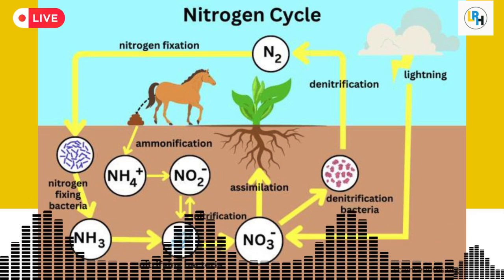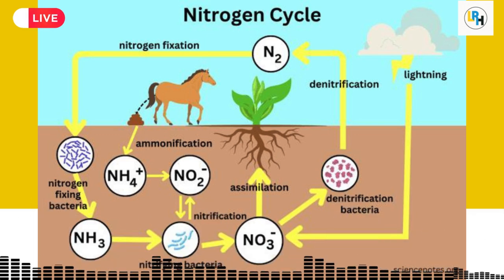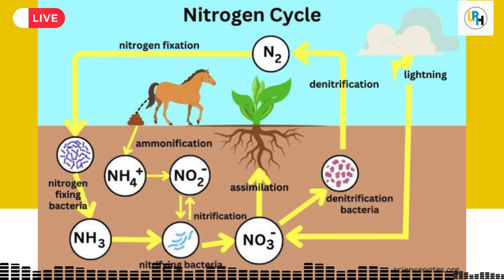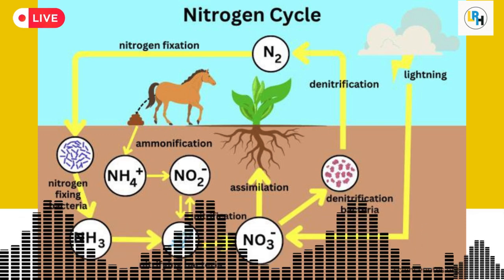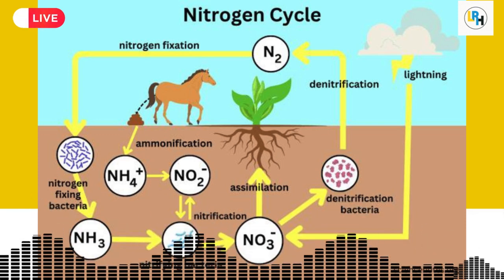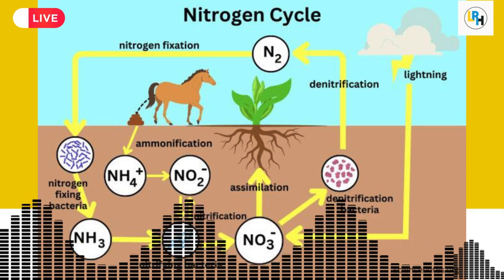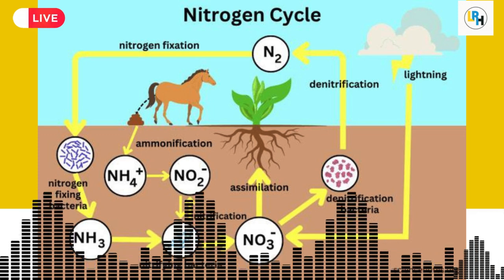The next stage is denitrification. Some bacteria in the soil convert nitrate back into nitrogen gas. This nitrogen returns to the atmosphere, completing the cycle. So these are the stages involved in the nitrogen cycle.